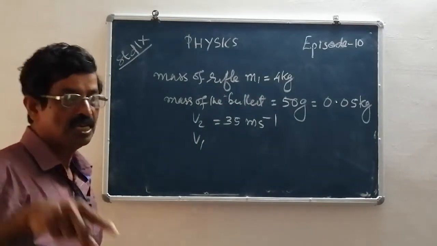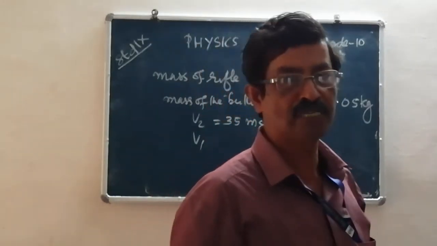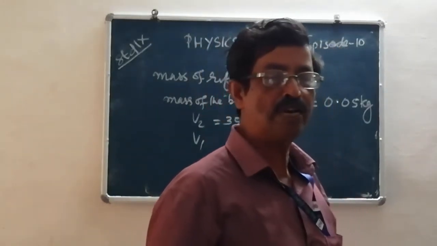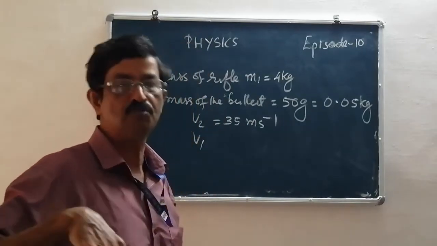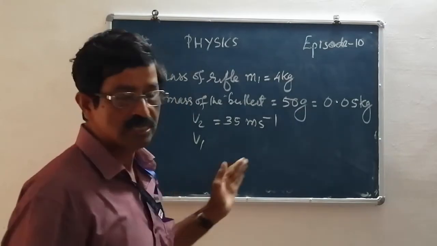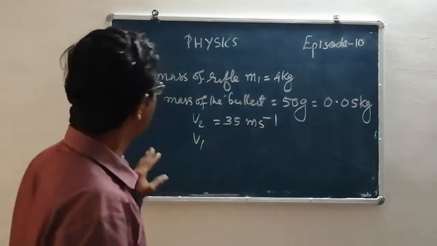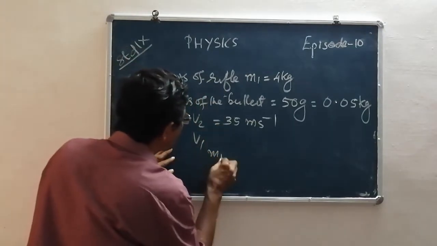Momentum before firing is equal to momentum after firing. Before firing, the gun and the bullet were at rest. And after firing, we know they are moving. So momentum after firing is equal to M1 V1.